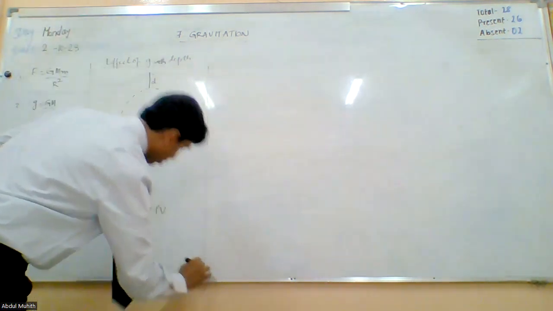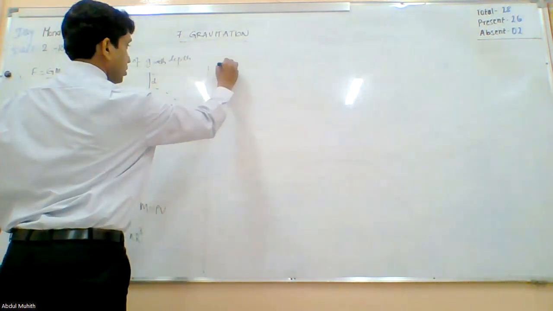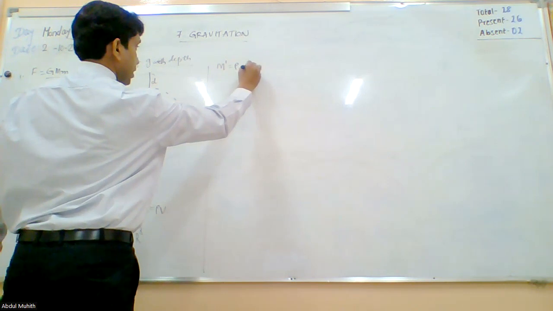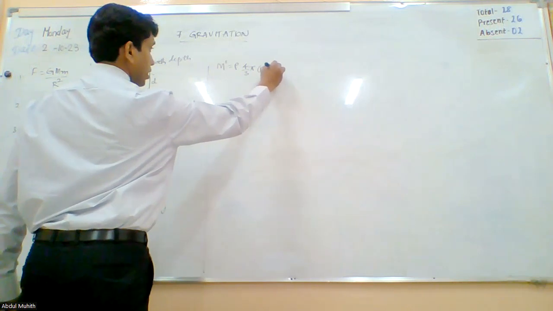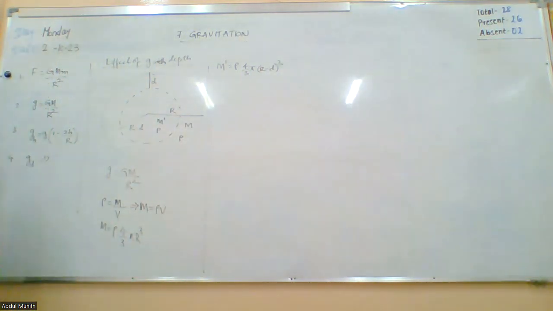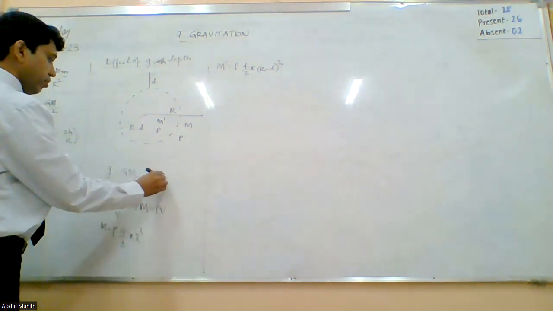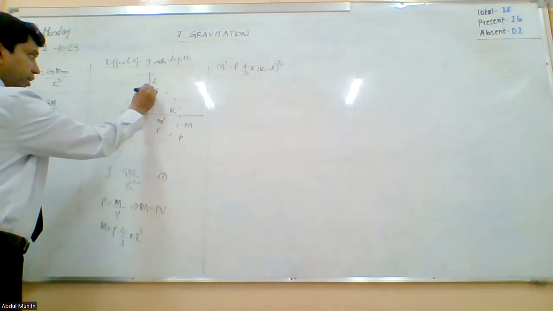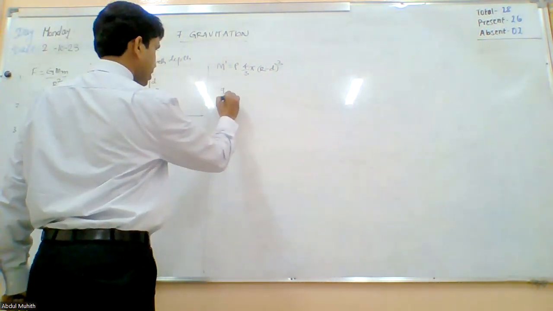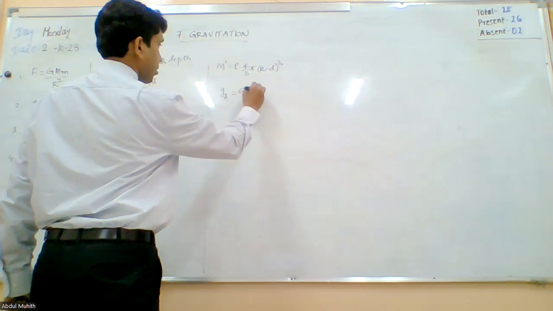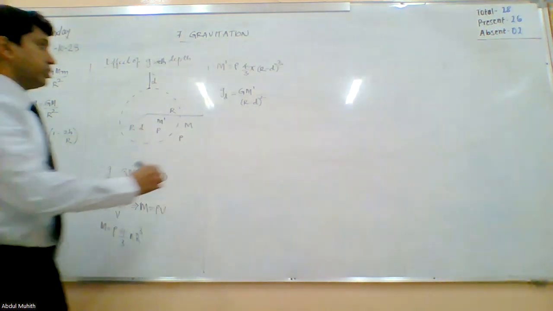Now I am taking M dash. Density remains the same, so M dash is equal to rho into 4 by 3 pi into R minus d whole cube. Is that clear? This is on the surface of the Earth, g equals GM by R square. When you go to this point, I want to find out the gravity. So g d is equal to G M dash by R minus d whole square. This is equation number 2.